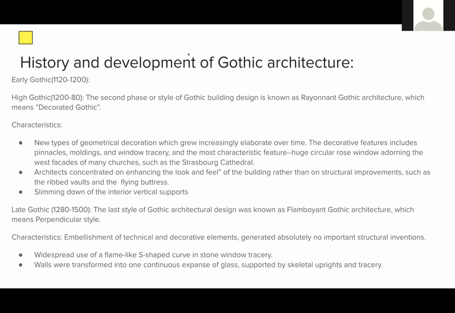And then it comes to the late Gothic. It is the last style of Gothic architectural design. It was known as flamboyant Gothic architecture, which means perpendicular style. Here are some of its characteristics. Widespread use of a flame-like S-shaped curve in stone window tracery, and walls were transformed into one continuous expanse of glass, supported by skeletal uprights and tracery.